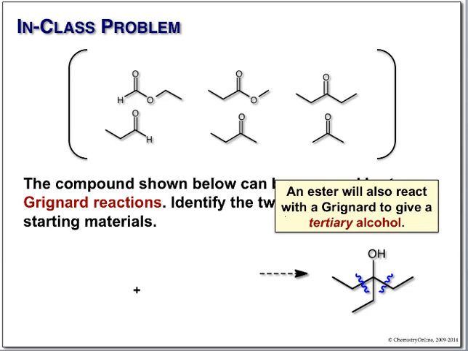Up top, we have 2 esters to choose from. Which one would you choose? Remember, we lose the O something or other. So we lose ethoxide, we're left with a hydrogen. Here we lose methoxide, and we're left with a 2-carbon chain. This is the one we want. Our Grignard is simply a 2-carbon Grignard. So again, that's ethyl magnesium bromide, and we need 2 of them.